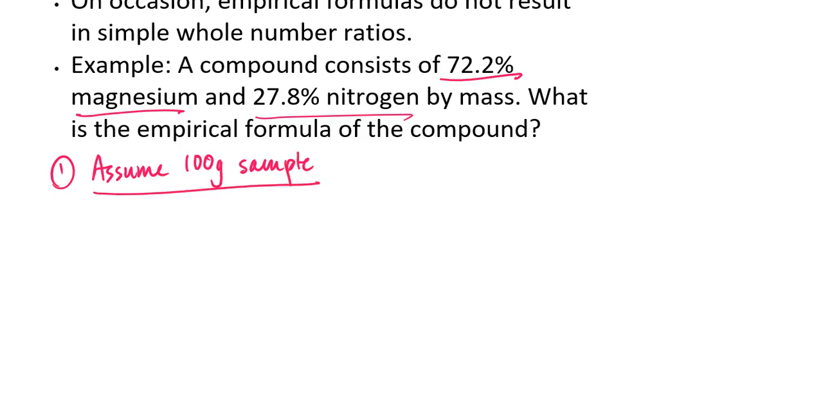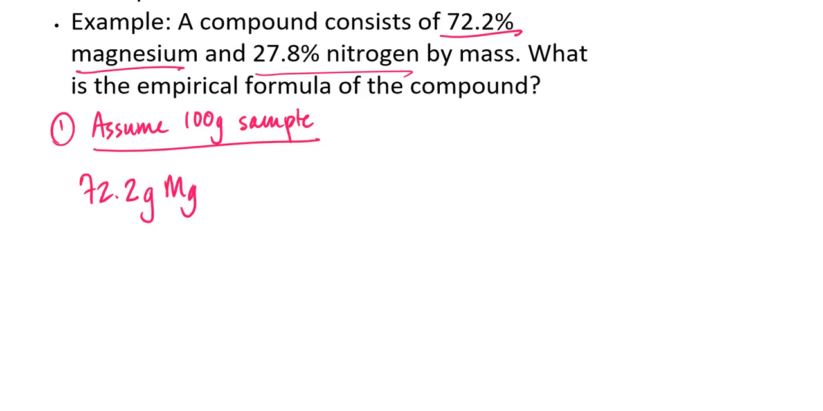All right, and the reason that's useful is that 72.2% of 100 would be 72.2. So there are 72.2 grams of magnesium present in the compound if we have a 100-gram sample. Similarly, if we apply that same logic to the amount of nitrogen, then that means that we have 27.8 grams of nitrogen. So that's allowed us to very simply convert the percentage data to mass data.